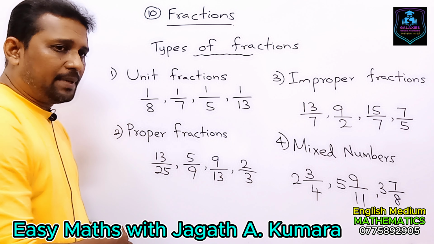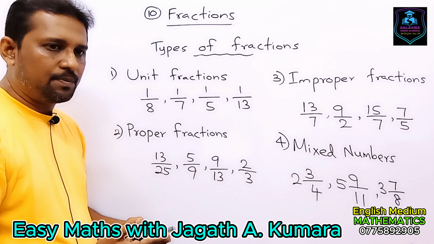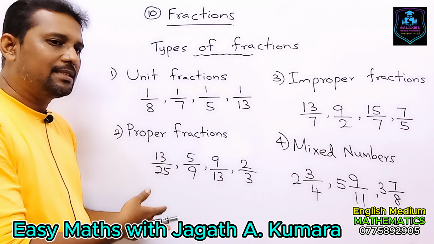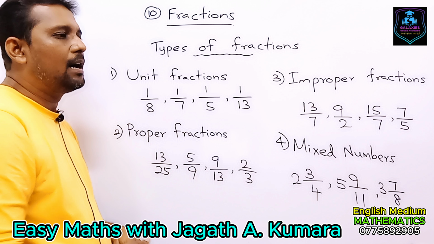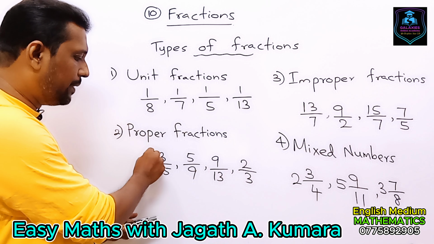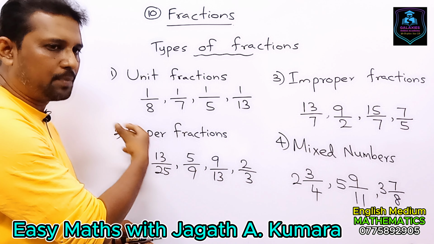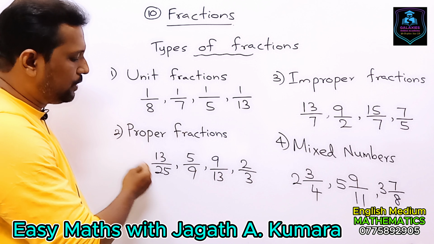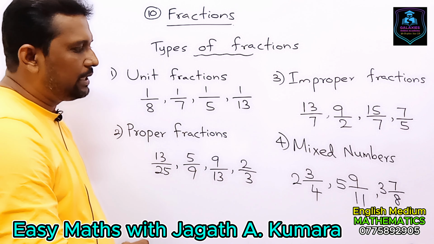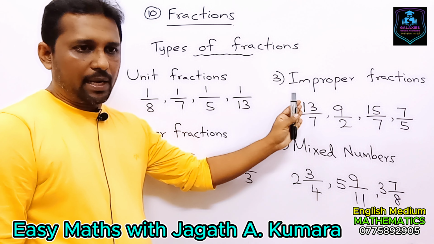Then the second type I discuss with you, proper fractions. Proper fractions mean which type of fractions? If the numerator is less than its denominator, they are known as proper fractions, right? Numerator is less than its denominator, they are known as proper fractions. 13 over 25, 5 over 9, 9 over 13, 2 over 3, right? Like that, fractions.